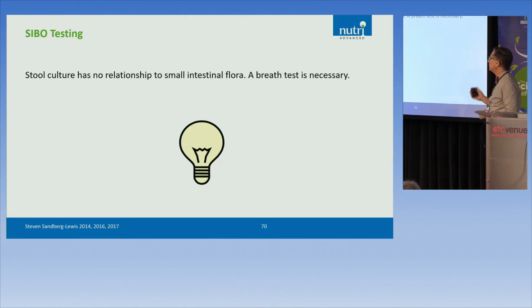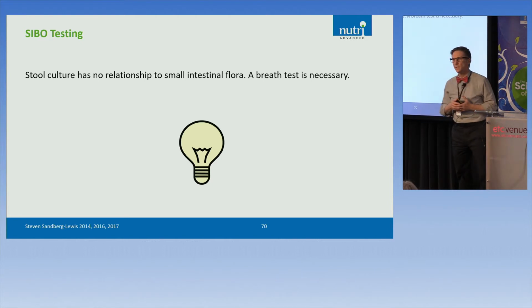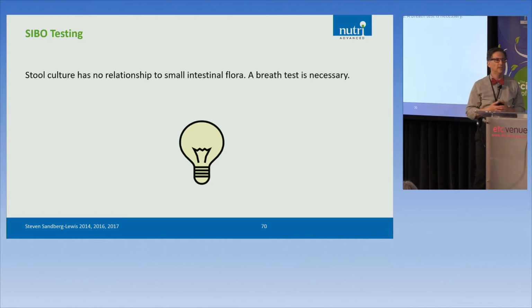Another light bulb. Stool culture has no relationship to small intestinal flora. A breath test or duodenal aspirate is necessary. So please don't think you can diagnose this from a stool culture. That'll tell you if there's overgrowth and what kinds of bugs might be present in the colon, especially the left side of the colon, we think.